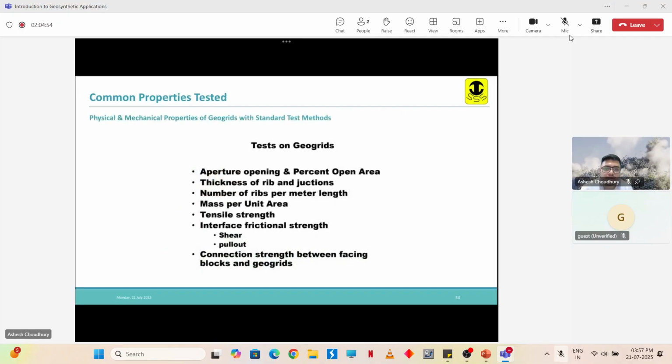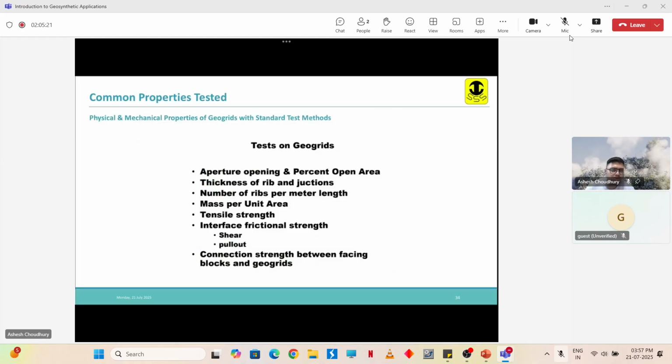Now tests on geogrids. Some basic tests on geogrids that are done: we have aperture opening and the percentage open area. We have thickness of ribs and junctions. We have number of ribs per meter length, mass per unit area, tensile strength, interface friction strength, shear and pullout. Then we have the connection strength between facing blocks and also.